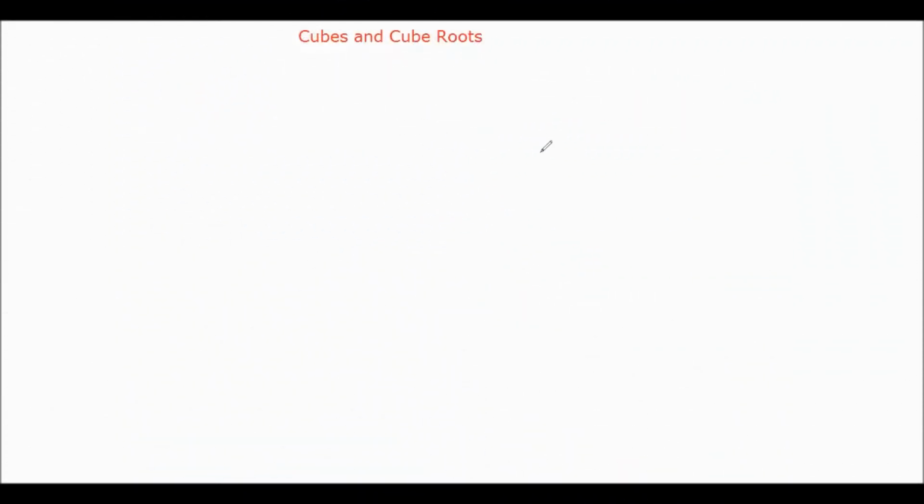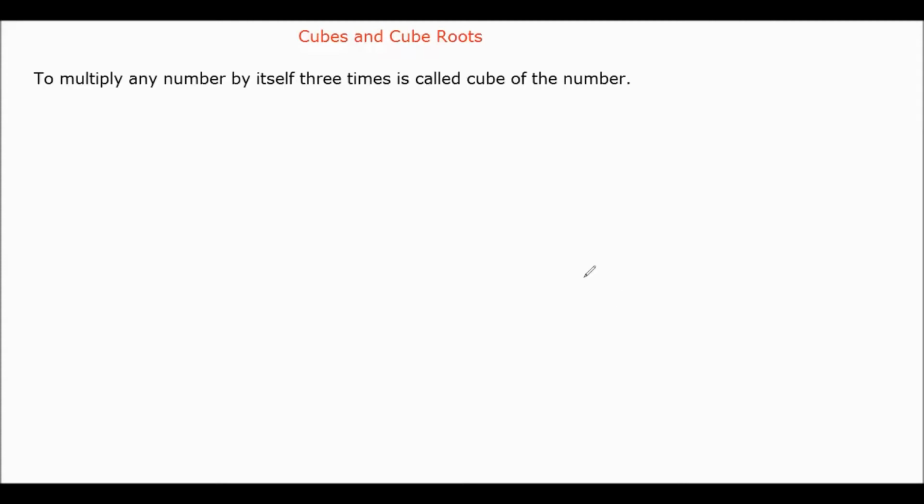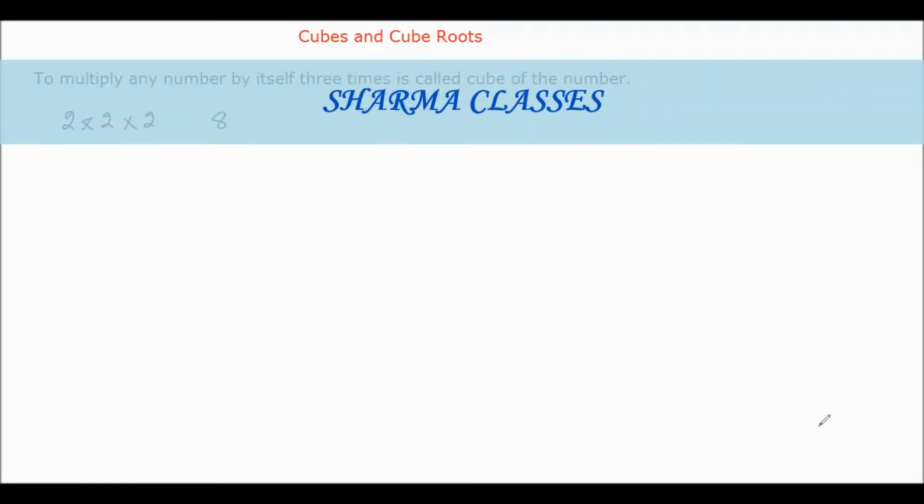Hello everyone. Today in this video we will start the new chapter, cubes and cube roots. So cube: to multiply any number by itself 3 times is called the cube of the number. So if I multiply any number 3 times by itself, it is called the cube of the number. For example, this 2, if I multiply it by 2 and again with 2, meaning I'm multiplying 2 three times, then I'll get 8 here.